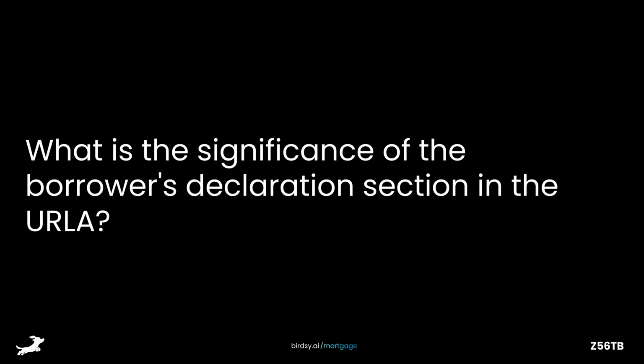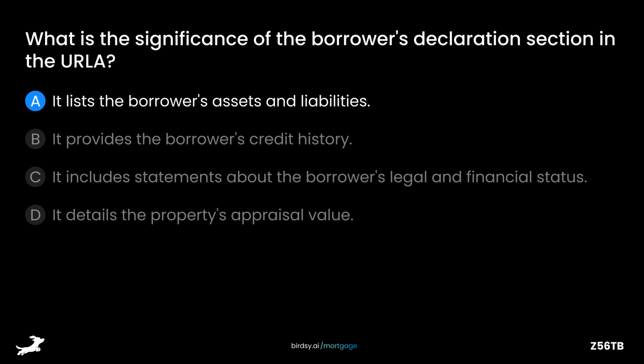What is the significance of the borrower's declaration section in the URLA? Is it A, it lists the borrower's assets and liabilities? B, it provides the borrower's credit history? C, it includes statements about the borrower's legal and financial status? Or D, it details the property's appraisal value?